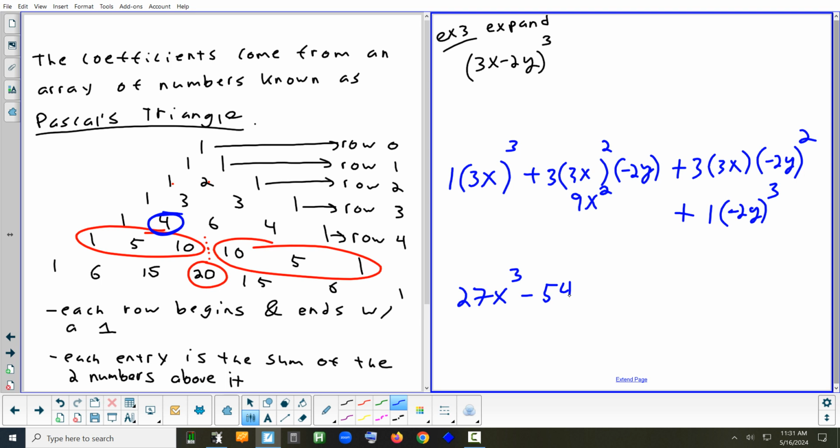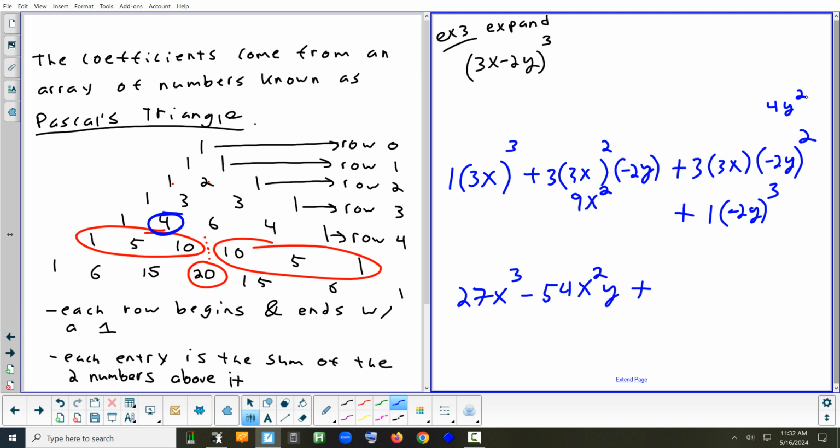What's going to be my variables on the end? X squared. And what else? Y. Yep. Okay, let's do the next one. What's negative 2y to the second power? 4y squared. That's a 4y squared.